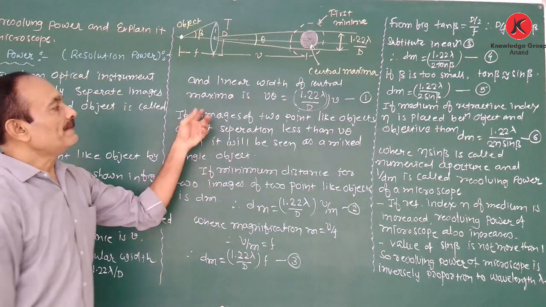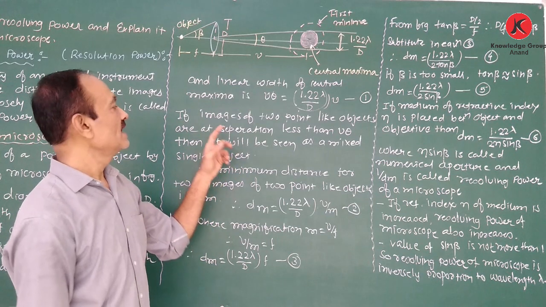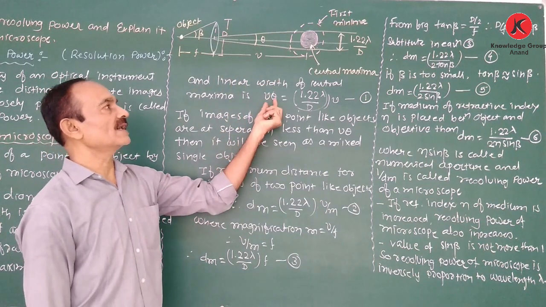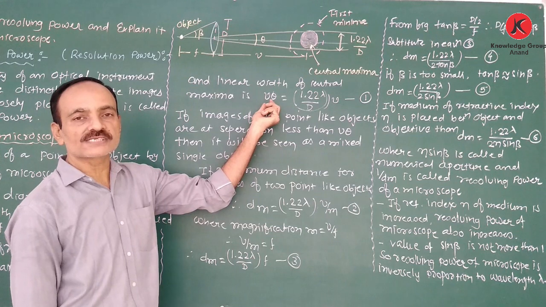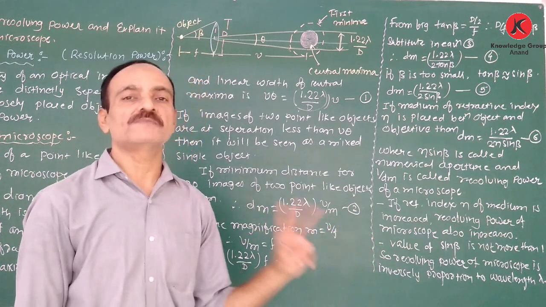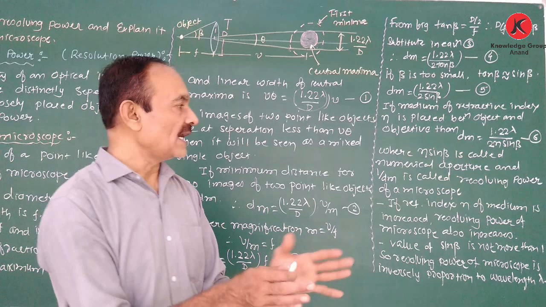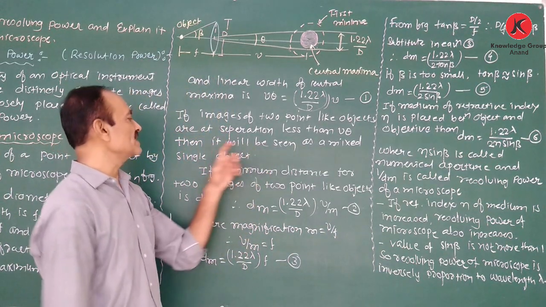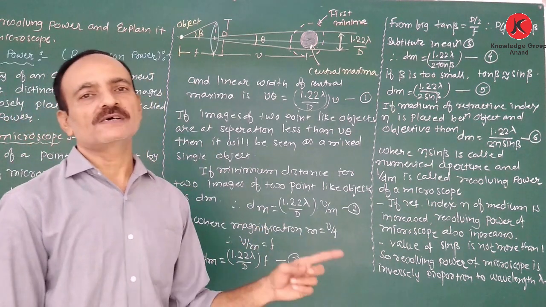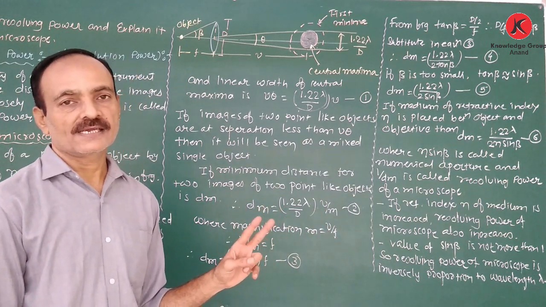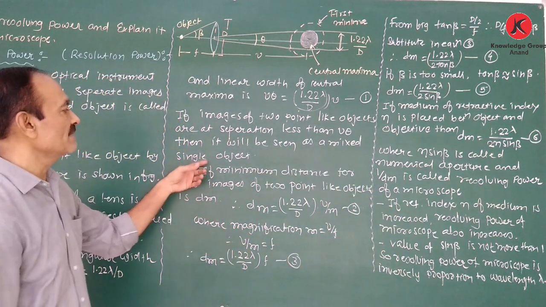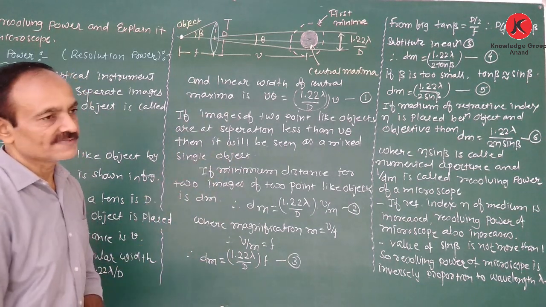If the images of the two point-like objects are at a separation less than V theta, that means if the separation of the images of the two closely placed objects is less than V theta, at that time we do not get two separate images of the two objects, but the images coincide with each other. That means we obtain a mixed image, a single mixed object. So we feel there is the image of a single object, not separate images. But actually the images of the two closely placed objects are superposed on each other, mixed, and shown as a single object.